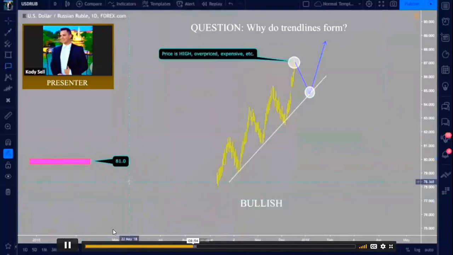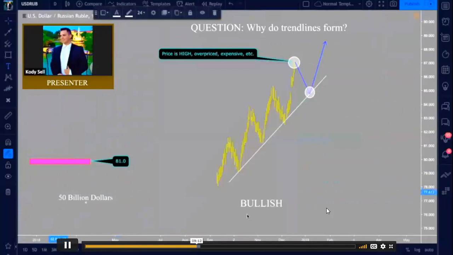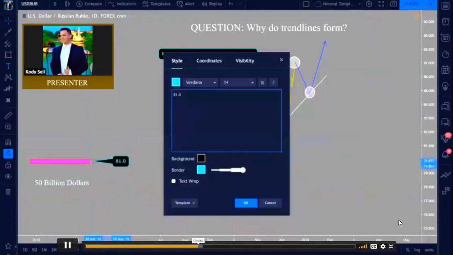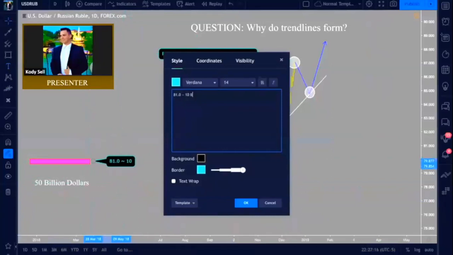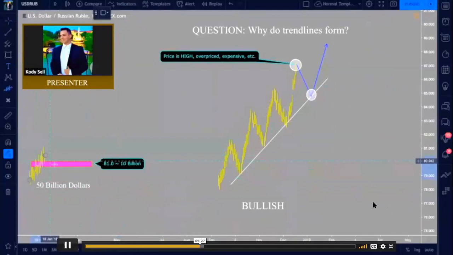And then let's say that some big institution has a total of $50 billion that they need to get rid of. So let's go ahead and write down $50 billion that they need to get rid of. So they're going to get rid of, let's say, 10 billion of it right here. Now when they place this order, it's going to push price up.